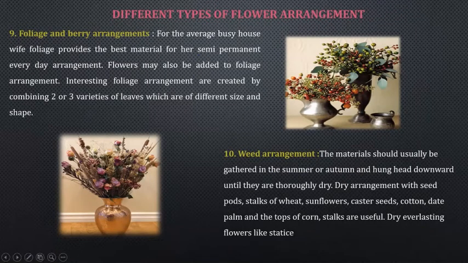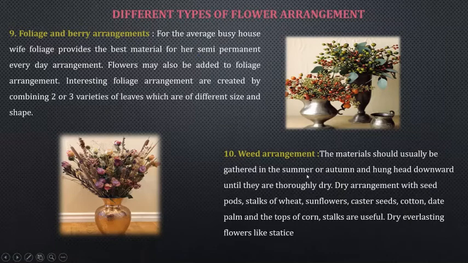This is a kind of foliage, meaning leaf, and berry arrangement. For the average busy housewife, foliage provides the best material for her semi-permanent everyday arrangement. Flowers may also be added to a foliage arrangement. Interesting foliage arrangements are created containing 2 or 3 varieties of leaves of different sizes and shapes. This picture shows the foliage and berry arrangement.